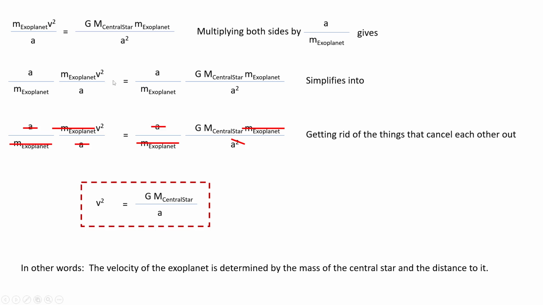So the left side of this whole equation, only v squared is left there. And the right side of this whole equation, only G M central star over A is left. So basically, you end up with this formula, and the formula says the speed of an exoplanet depends on the mass of the central star and the distance to it. That's basically what it says. Okay, we can live with that.